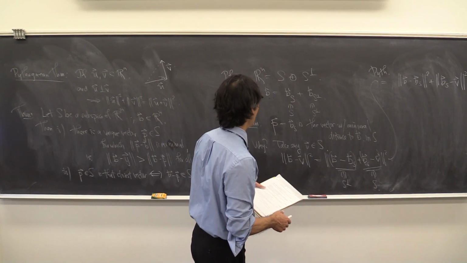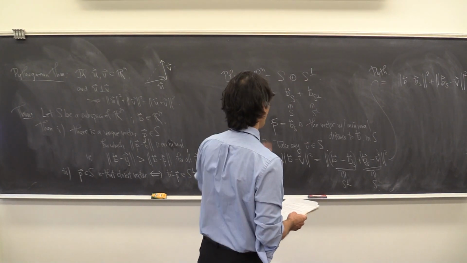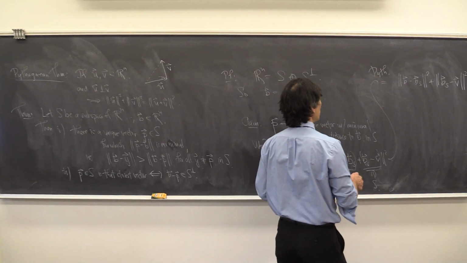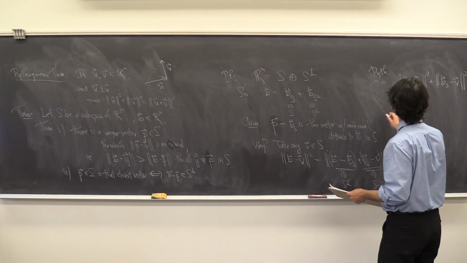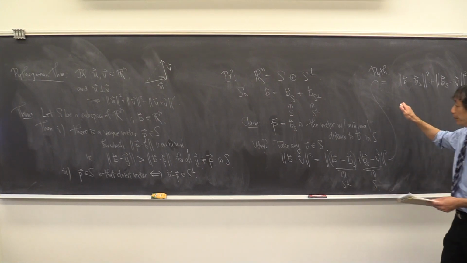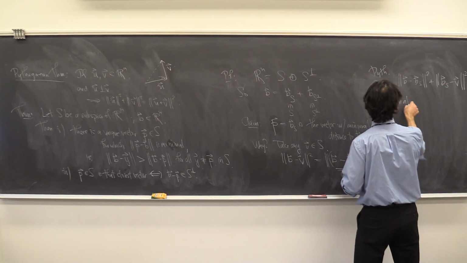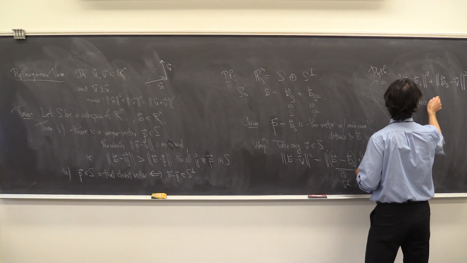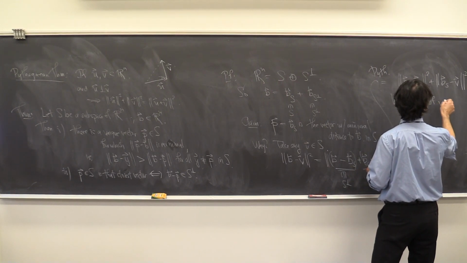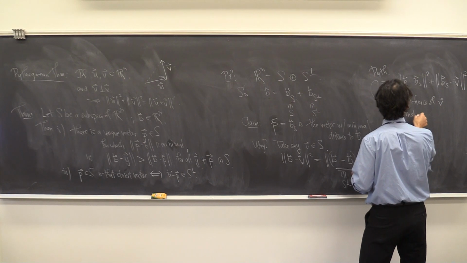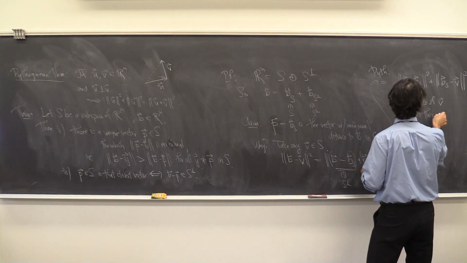So think: what choice of V makes this smallest?